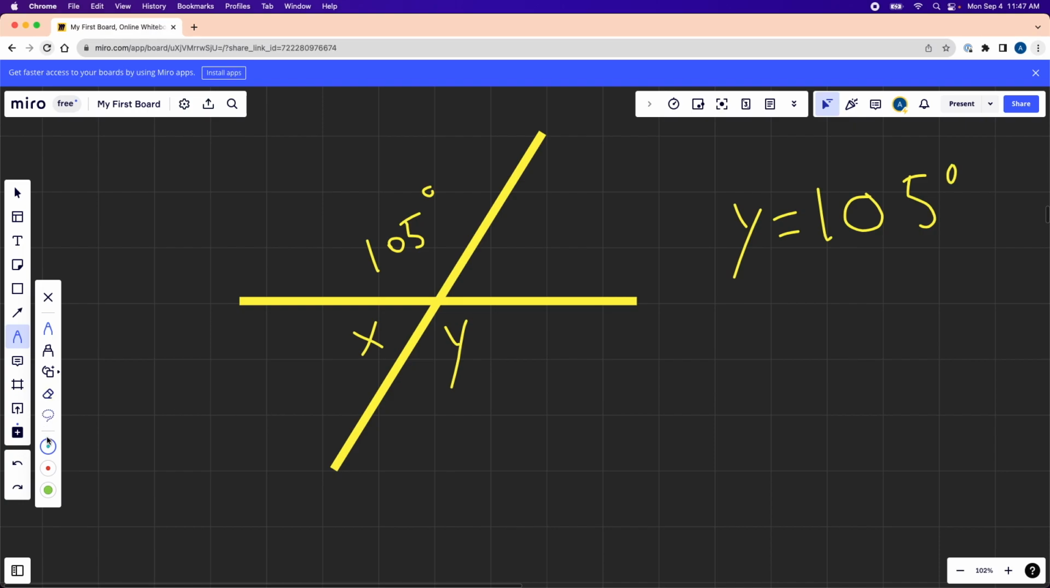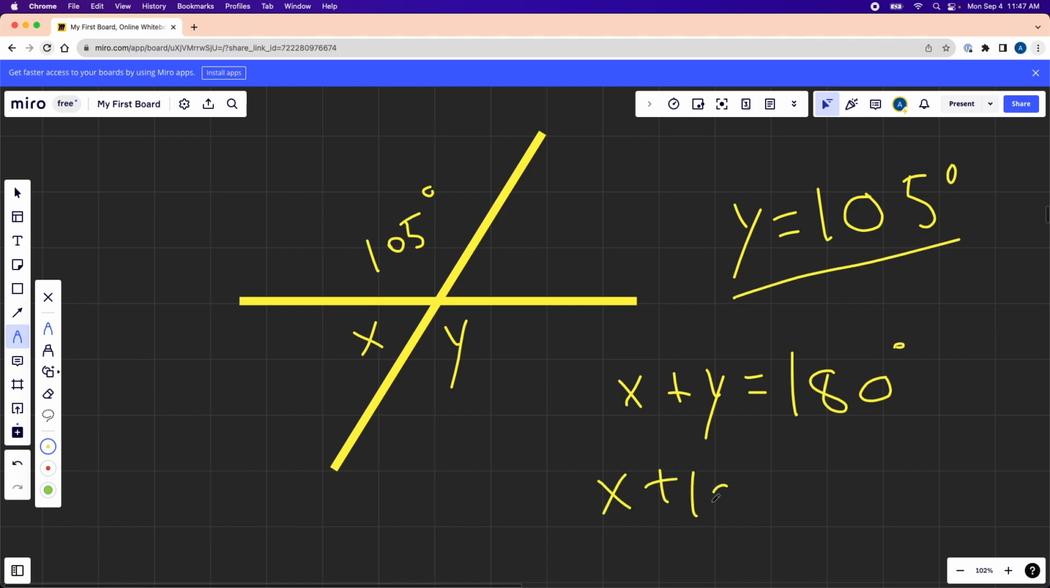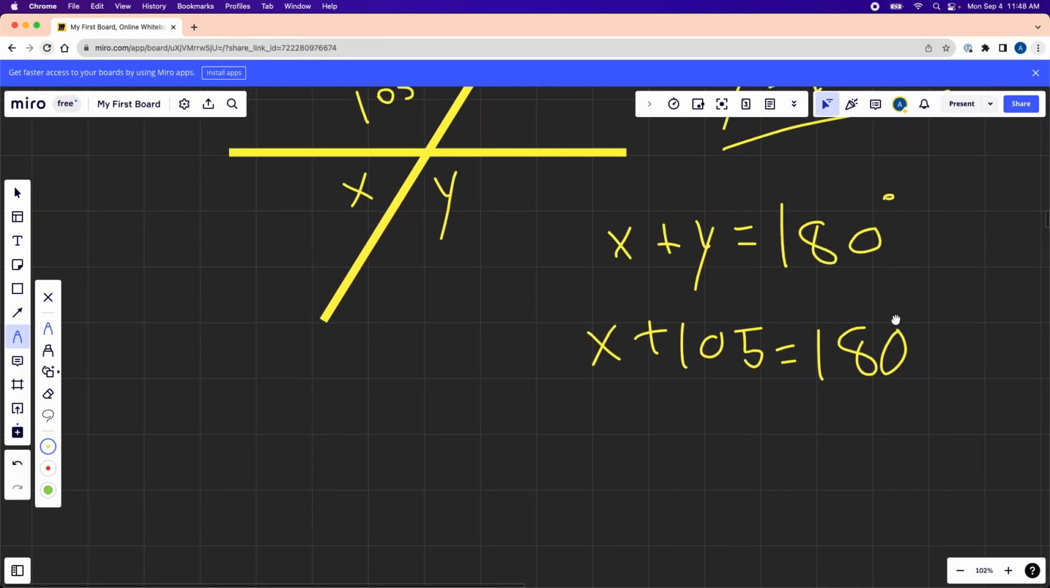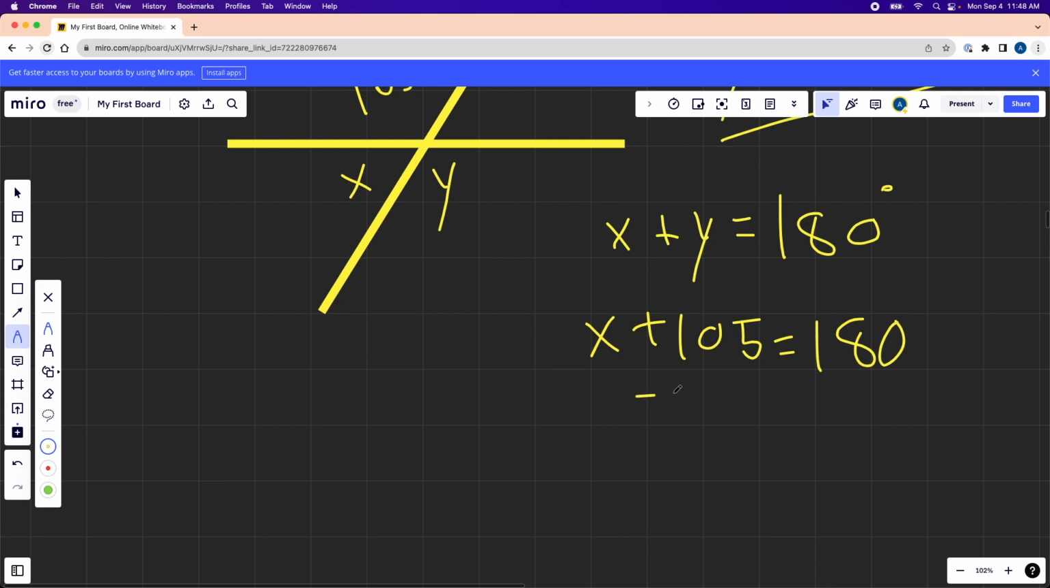So again, to calculate a supplementary angle, we say x plus y equals 180 degrees. All right, if we can just substitute y with 105, we will now just say x plus 105 equals 180 degrees. And we can just do some basic algebra here. Subtract 105 from both sides. Those 105s will cancel out. And 180 minus 105 equals 75.